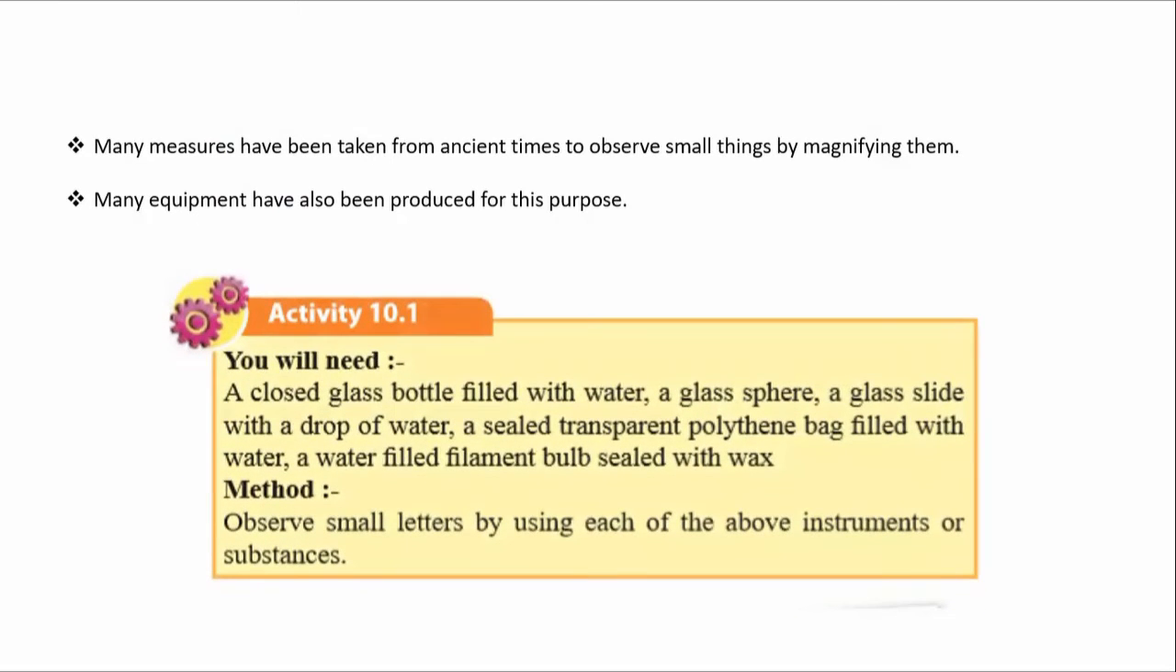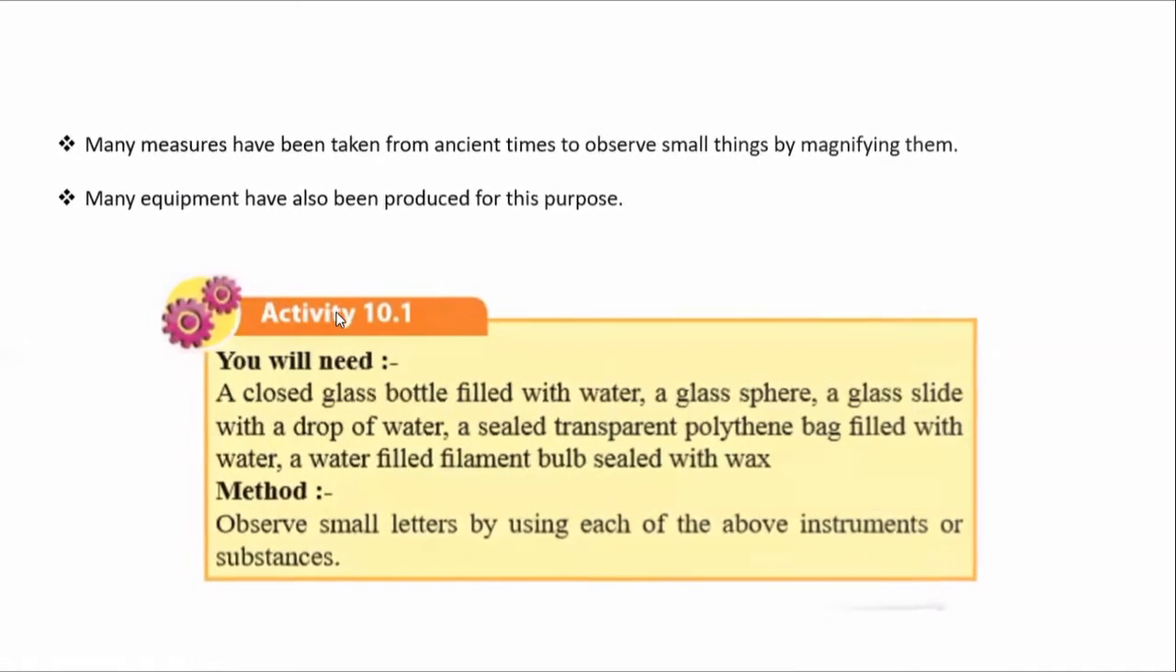let's read activity 10.1. This has been extracted directly from your textbook, as you can see. So let's read it. You will need a closed glass bottle filled with water, a glass sphere, a glass slide with a drop of water, a sealed transparent polythene bag filled with water, a water-filled filament bulb sealed with wax. And the method: observe small letters by using each of the above instruments or substances. So what do you think will happen? Let's look into the next slide.